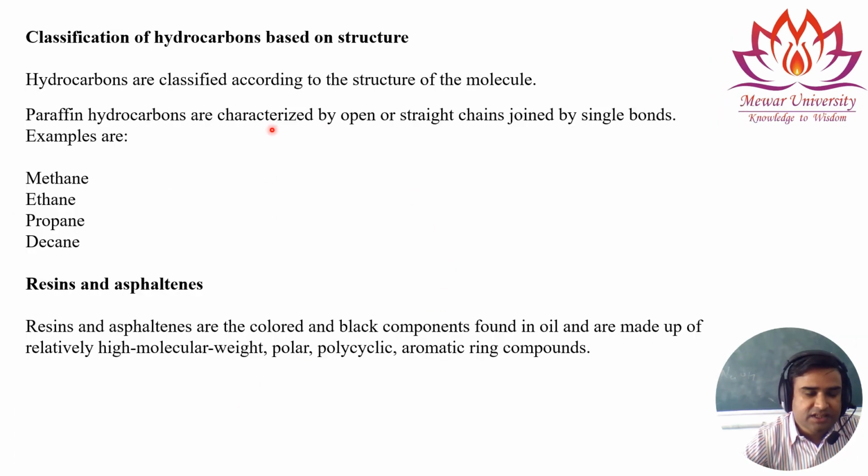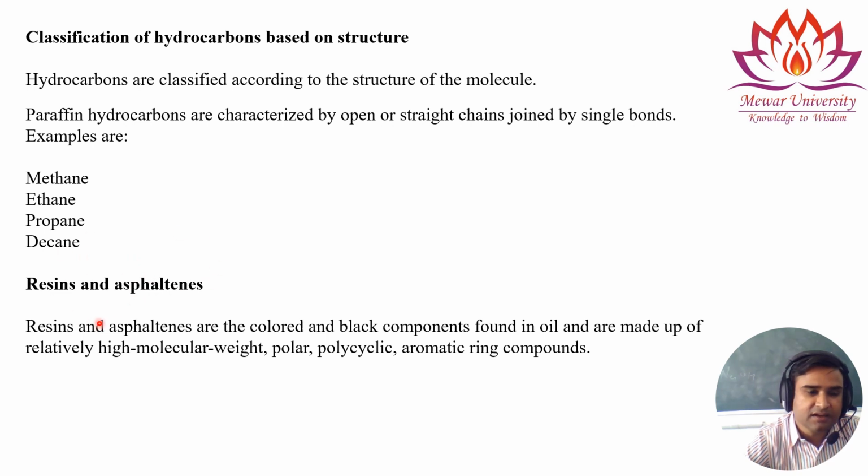Next is classification of hydrocarbons based on structure, according to the structure of molecules. Paraffin hydrocarbons are characterized by open or straight chains joined by single bonds. Examples are methane, ethane, propane and decane. So based on the structure of the molecules, the crude oil is categorized into methane, ethane, propane and decane.